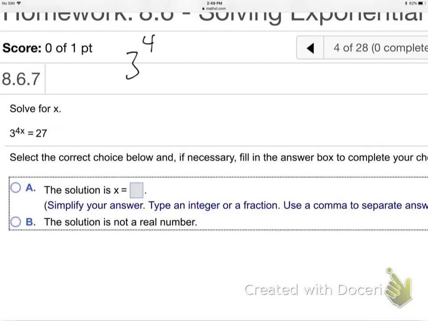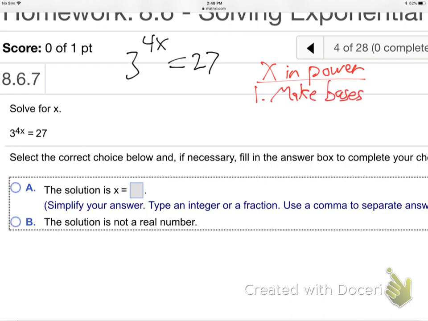So 3 to the 4x is 27. So do the same thing. What's step 1? Make the bases the same. Step 2, set the powers equal.